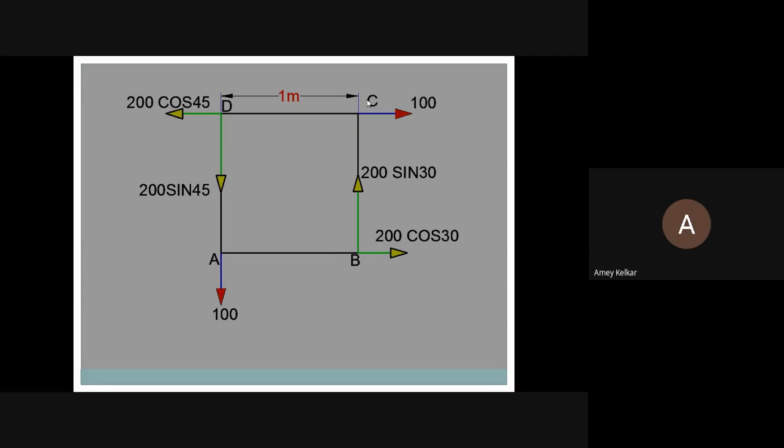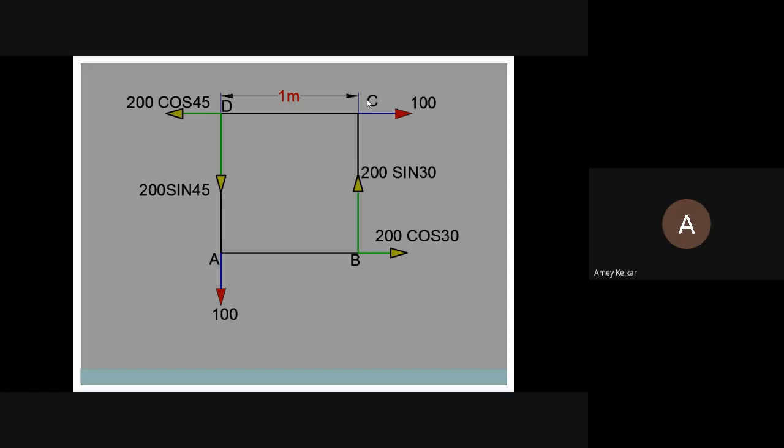Now if you see this 200 cos 30 force, if we extend it, it will pass through A. So that 200 cos 30 will not cause any rotational action because when the force is horizontal, we want a vertical distance. Is there any vertical distance between the force 200 cos 30 and point A? No, there is no vertical distance, so that will not cause any moment.